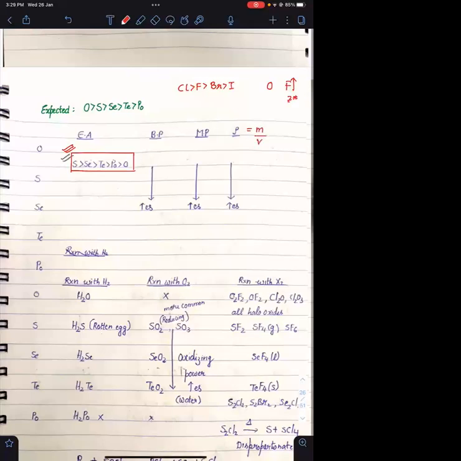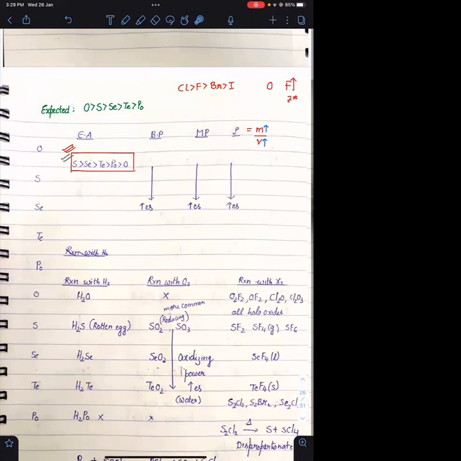Mass upon volume. Down the group, the mass is going to increase. Down the group, the size is increasing. As a result, the volume also increases. So, dono badh rahe. Mass bhi badh rahe, volume bhi badh rahe. Agar mass zyada bada when compared to volume, then the density is going to increase. Agar volume zyada bada when compared to mass, the density is going to decrease.